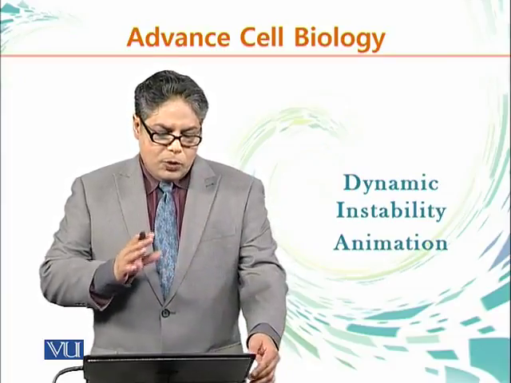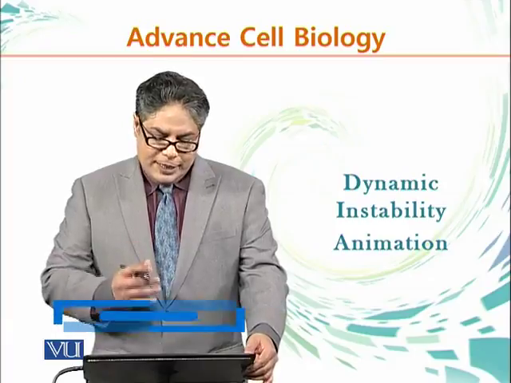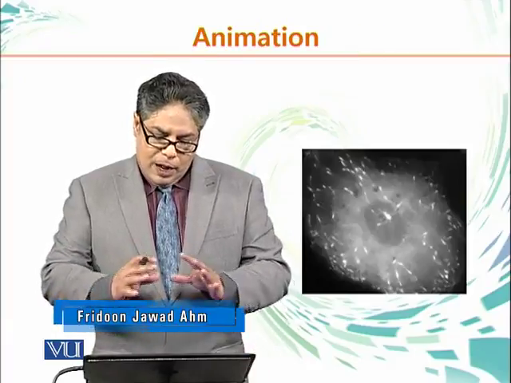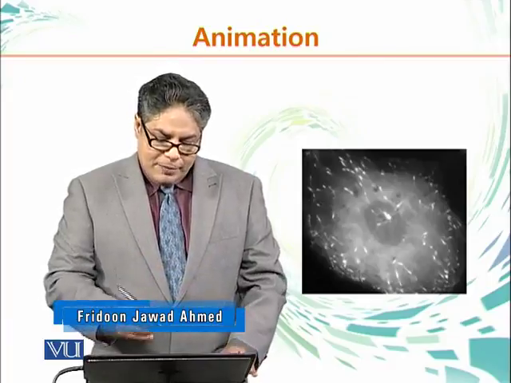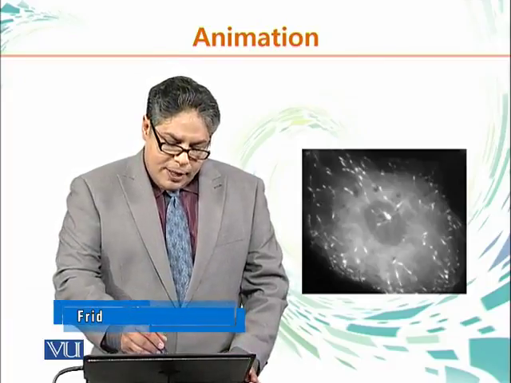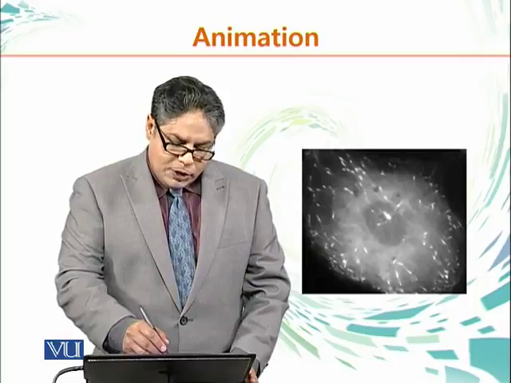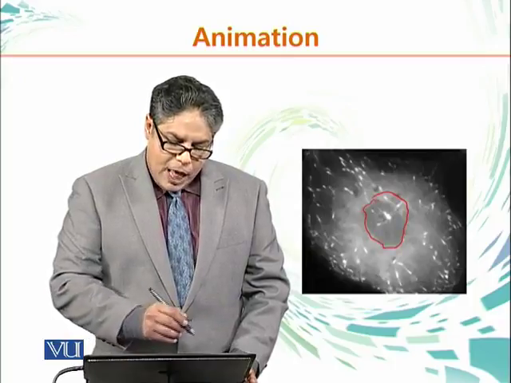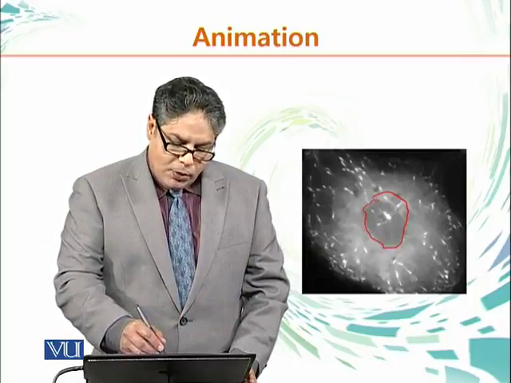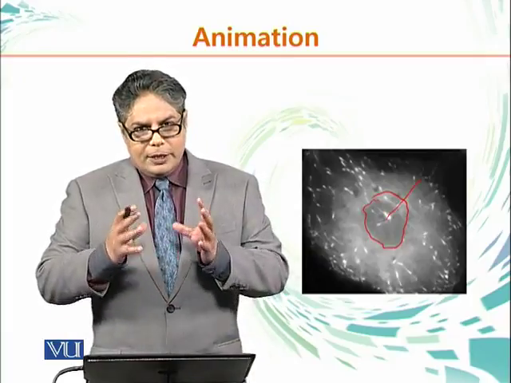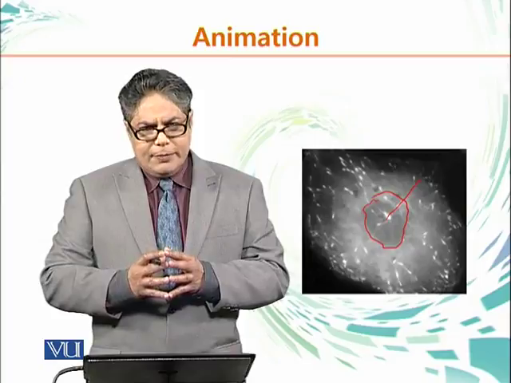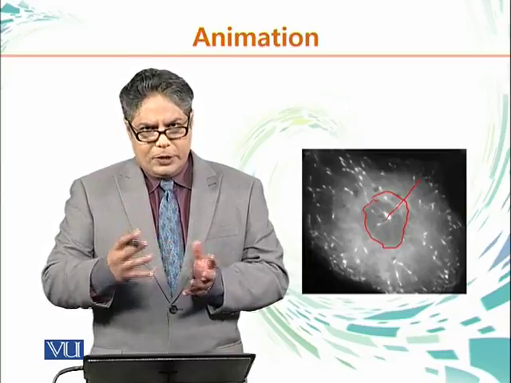Now I'm going to show you a still frame from this animation so I can explain to you what you would be looking at. Here we have a cell. In the middle, this dark stain you're seeing is the nucleus, and the bright spot on top of this nucleus is the centrosome. Centrosome is the microtubule organizing center. We'll talk about centrosome later on.